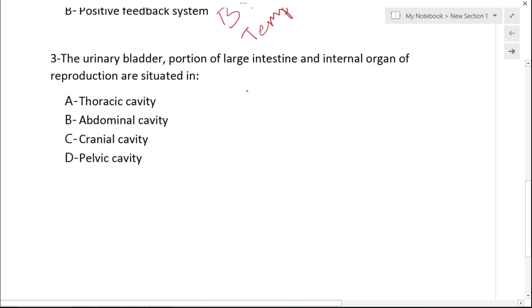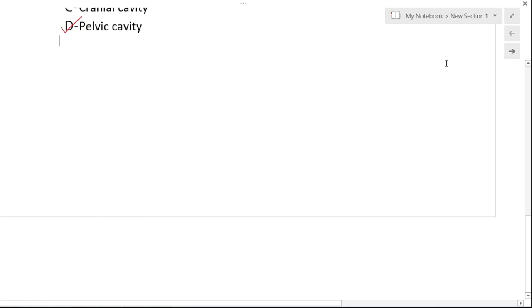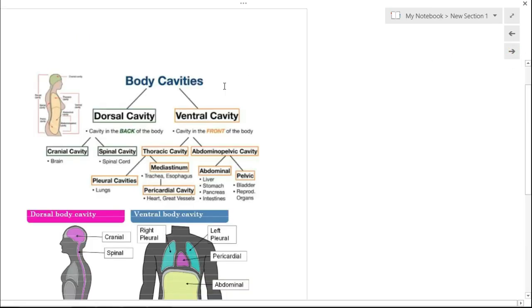The urinary bladder, portion of large intestine, and internal organs of reproduction are situated in: option A thoracic cavity, option B abdominal cavity, option C cranial cavity, option D pelvic cavity. Which cavity are they situated in? The correct answer is option D, that is pelvic cavity. Okay, we are moving to the next question, question number 4.